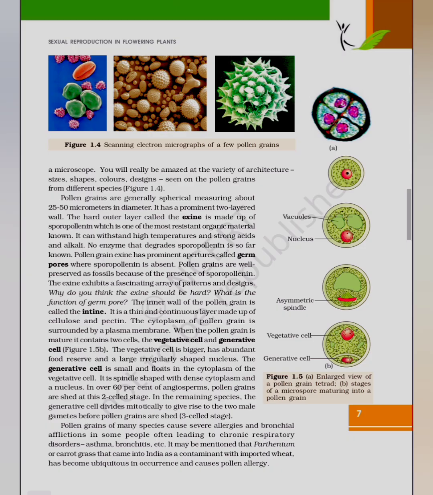Pollen grains of many species cause several allergic and bronchial afflictions in some people, often leading to chronic respiratory disorders like asthma, bronchitis, etc. It may be mentioned that Parthenium or carrot grass, that came into India as a contaminant with imported wheat, has become ubiquitous in occurrence and causes pollen allergy.